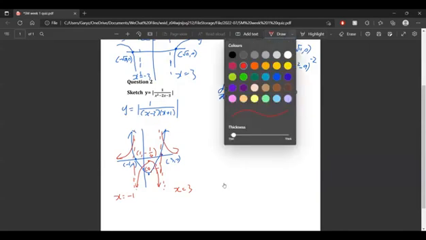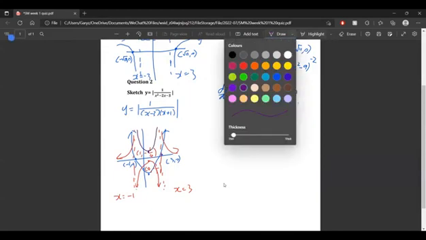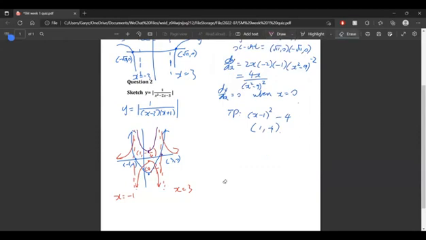So let me quickly get the correct sketch of this. The correct sketch, we should move this lower part up here because it's an absolute value graph. Let me quickly erase this lower part here. Actually, no, I think I'll keep it in for the sake of my explanation. Let me just redraw it.